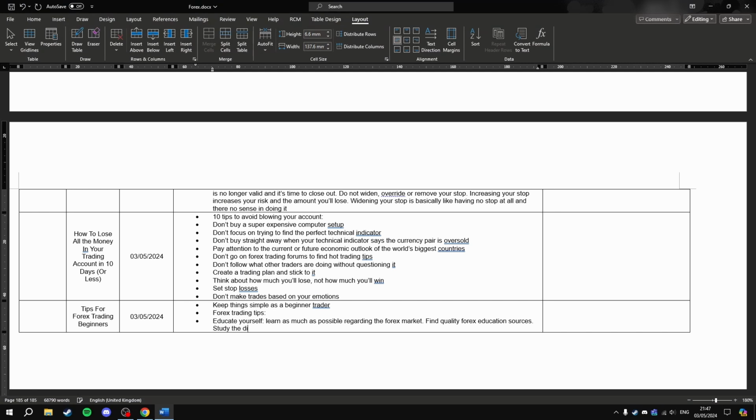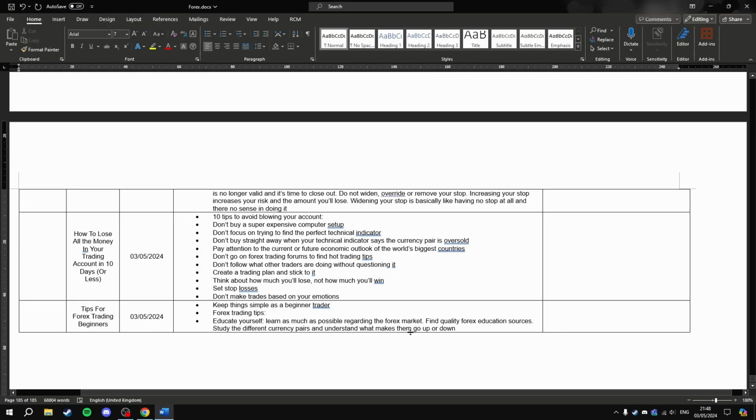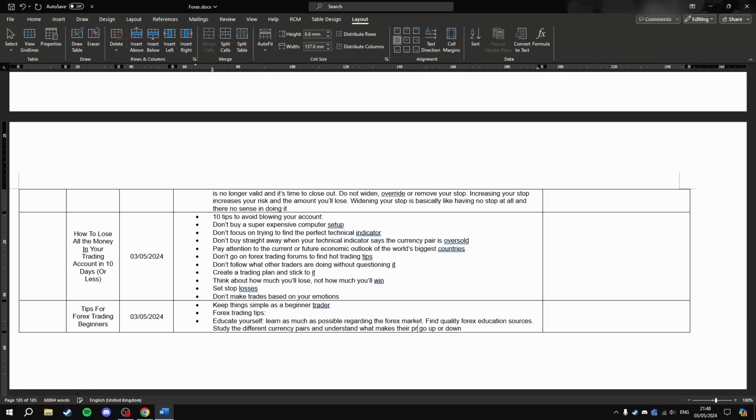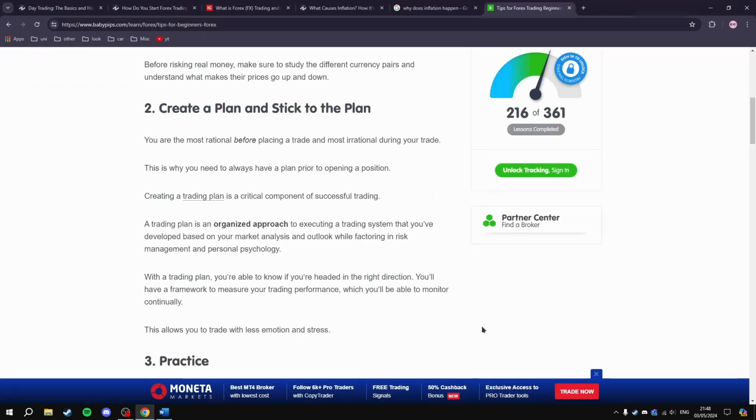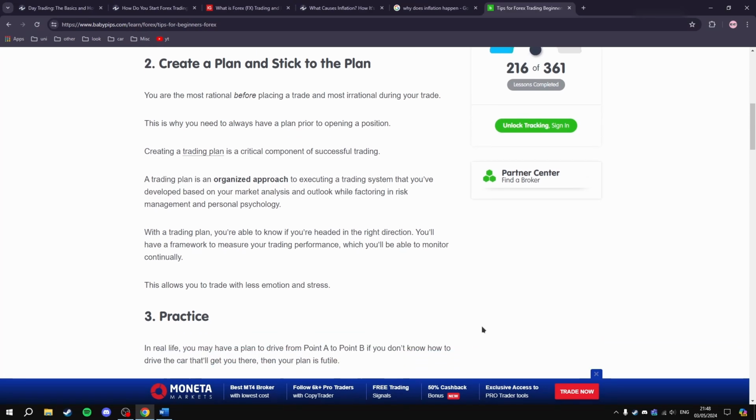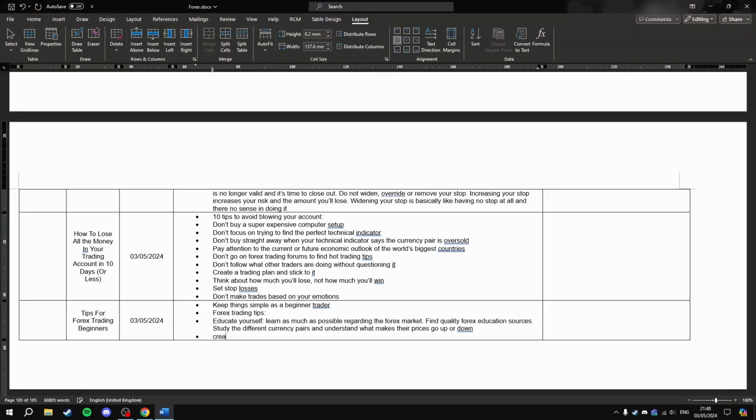Study the different currency pairs and understand what makes their prices go up or down. Create a plan and stick to the plan. Trading plan and stick to it.